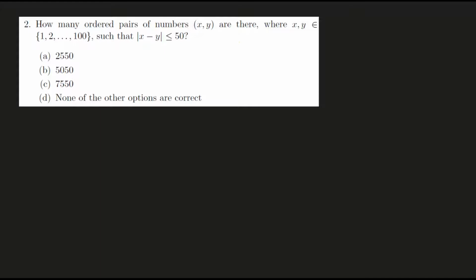So before we start this question, I would like to talk to you about two things. The first one is ordered pairs. Some of you might know this, but I would still like to clarify it. An ordered pair is a pair in which the order matters. So 1 comma 2 is not the same as 2 comma 1. We will have to count these as two different pairs.